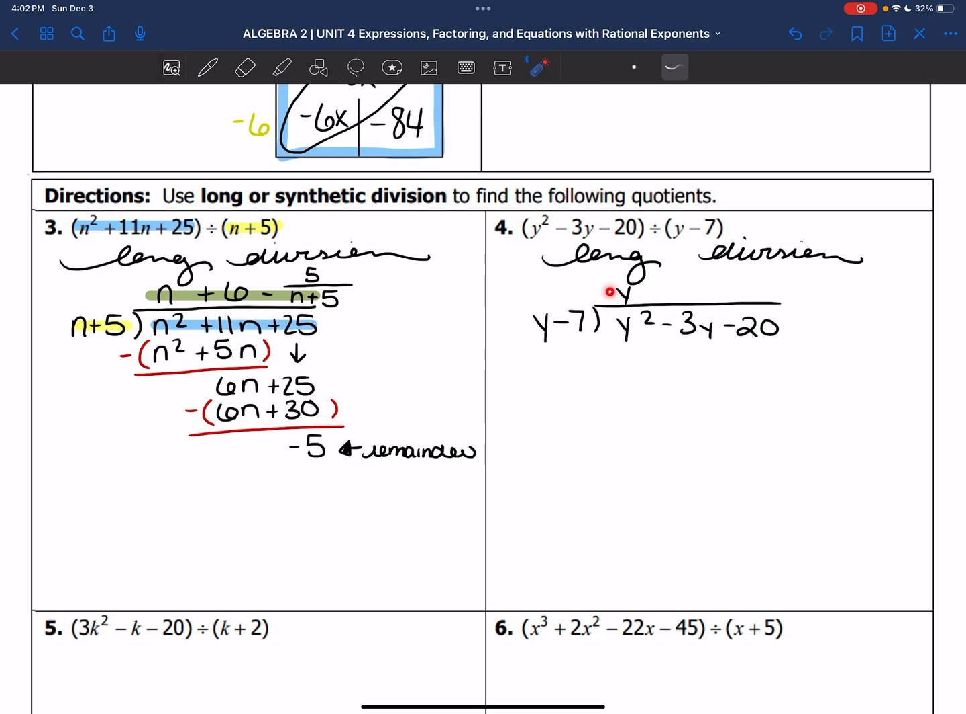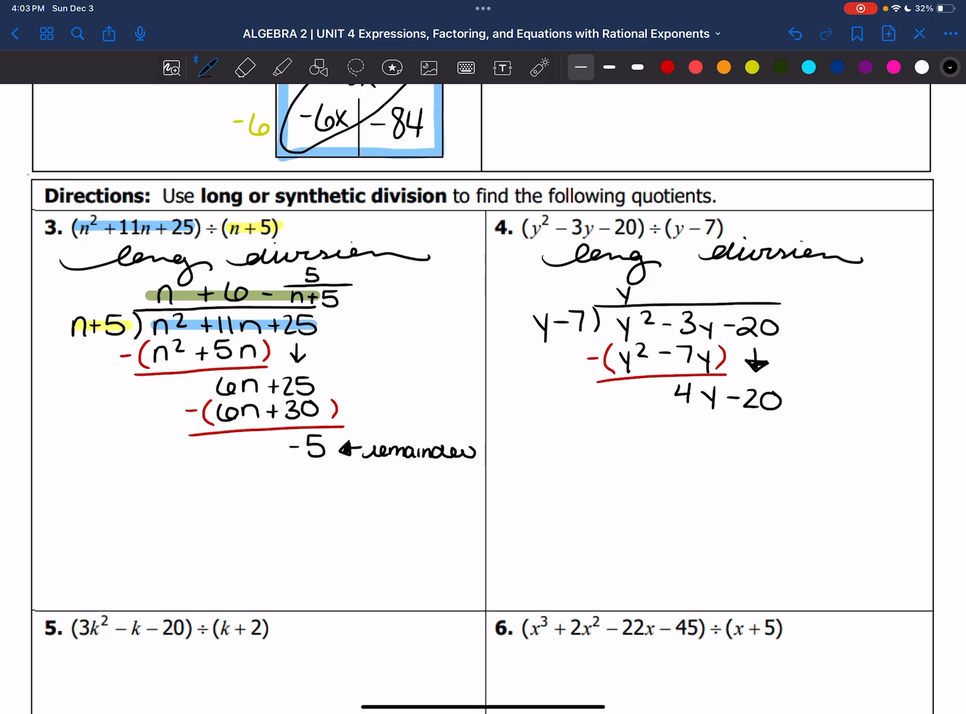Now go ahead and distribute or multiply that y by your entire divisor. So that would be y squared minus 7y. Then subtract both of those terms. The first terms cancel out. And then -3 minus a -7, minus a negative is going to make it addition. So it will be 4y. Bring down that next term and start all over again.